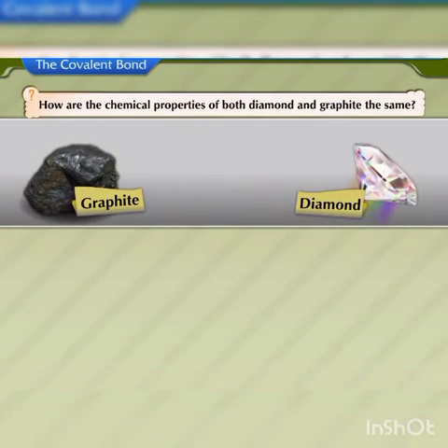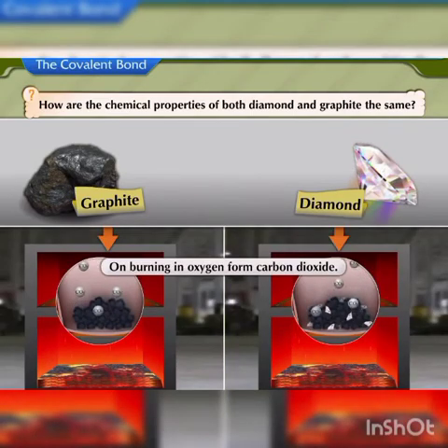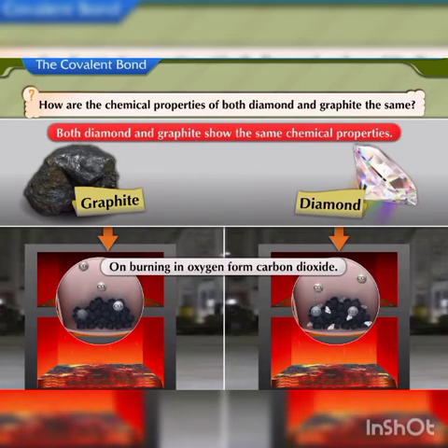How are the chemical properties of both diamond and graphite the same? Both diamond and graphite on burning in oxygen form carbon dioxide. Therefore, we can say that both diamond and graphite show the same chemical properties.